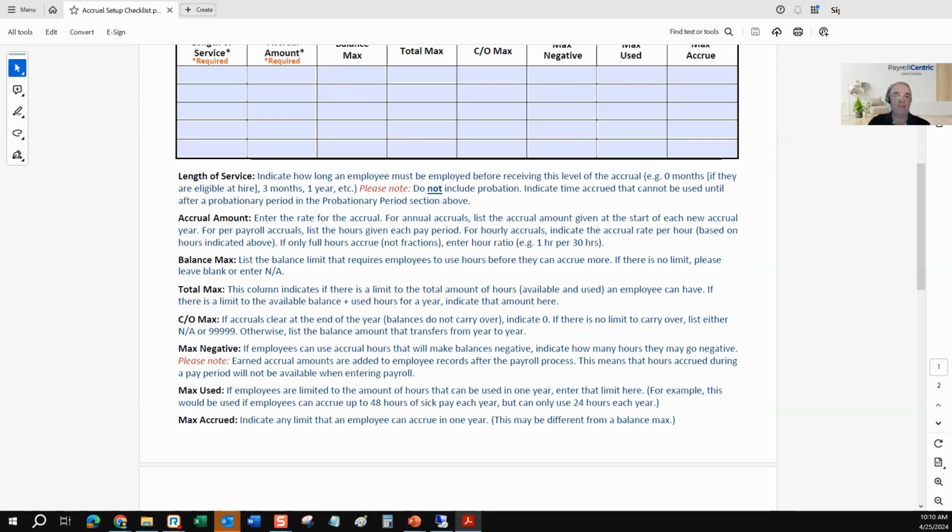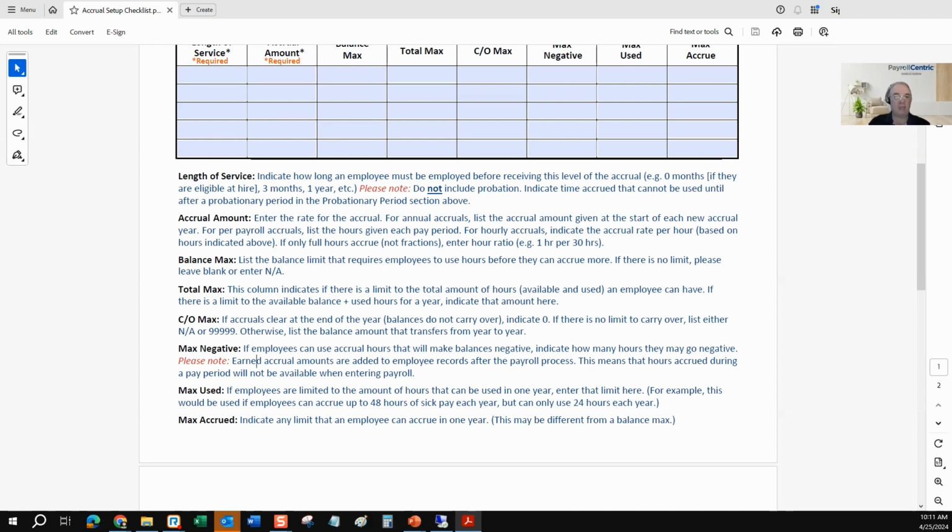Max negative: if employees can use accrual hours that will make balances negative, indicate how many hours they may go negative, right? So if they've earned a certain amount, and they're going to earn more during the year, but they need to take their vacation or their sick time right away, you can set it to where they'll have a negative that they carry over, and the negative amount will decrease as they continue to work for you, as they work it off.